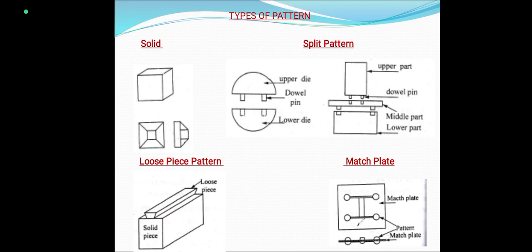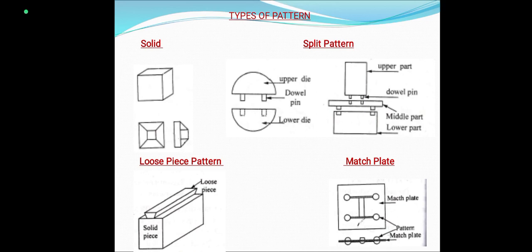Then it can be used for solidifying and for the required shapes. Split patterns. Split patterns have two dies, upper die and lower die, which are connected with the dowel pin. So it can be easily used for the casting of the materials of the required shapes.